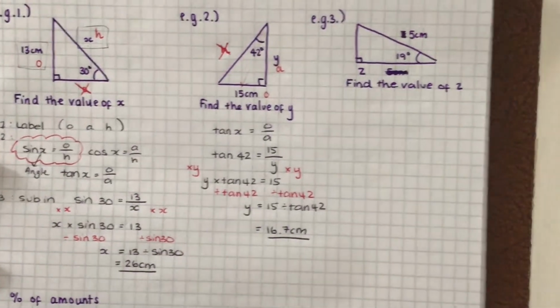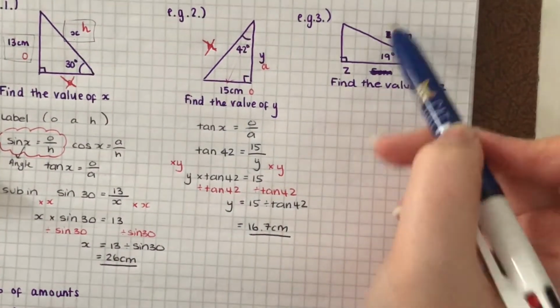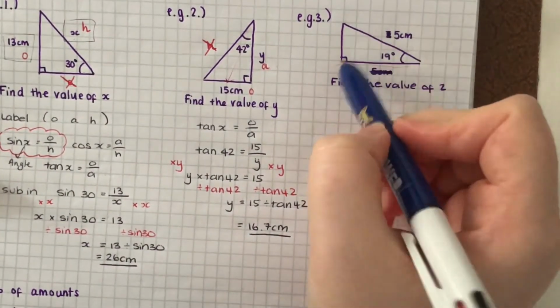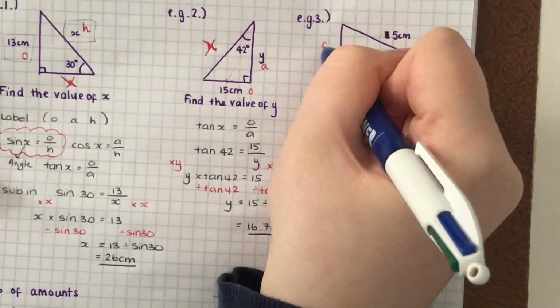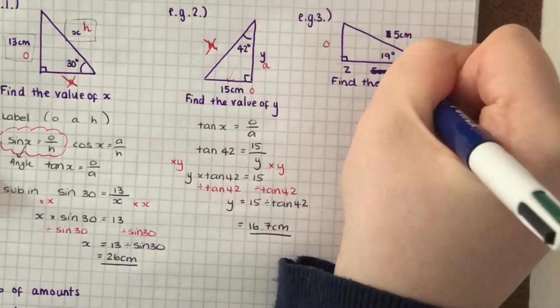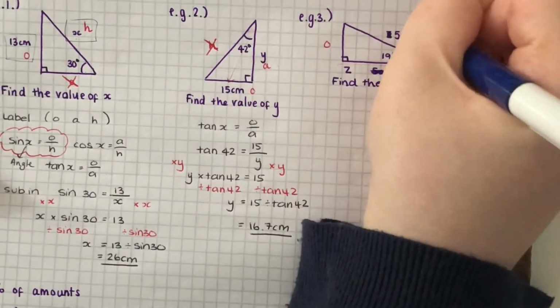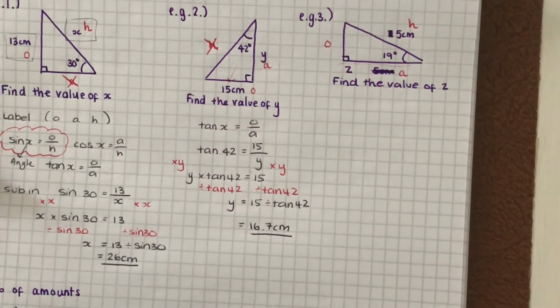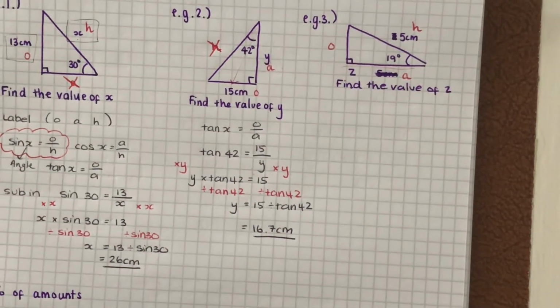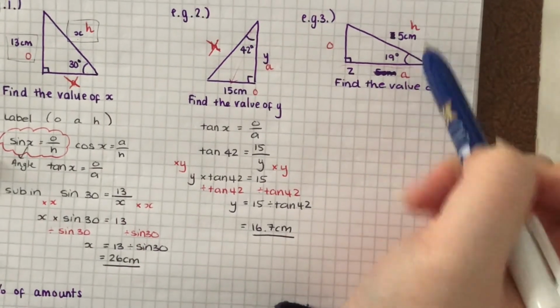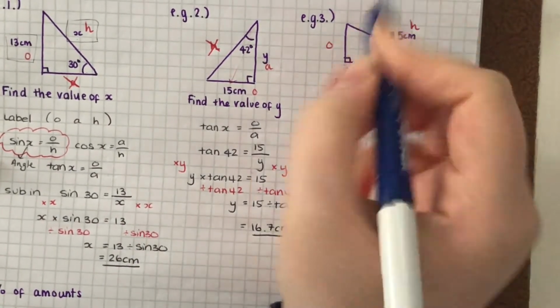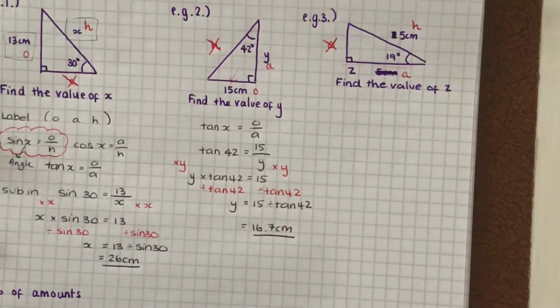Okay, and for the last one, example 3, so we've got a 5 here and we've got the Z going along the bottom. So first thing we're going to label, so that's the opposite side, this is the adjacent side, and this is the hypotenuse side. Okay, so just make sure you're getting those right. So we have something on the H, we have the letter on the A, so it's the O that we're not going to be using.